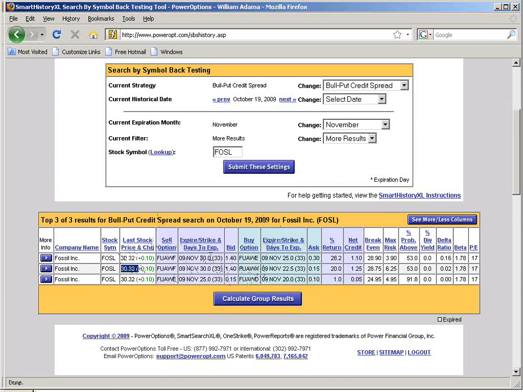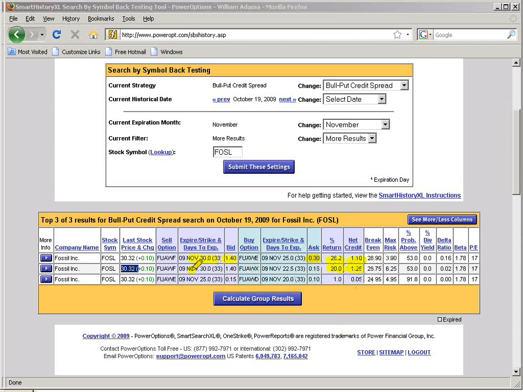Okay, we had a couple combinations here, some decent returns. We could sell the 30, it's the at the money, for $1.40. Bought the 25 for 30 cents, net credit of $1.10, or a 28.2% return. The second one, you might look at that and think it's interesting. We have a higher net credit but a lower return.